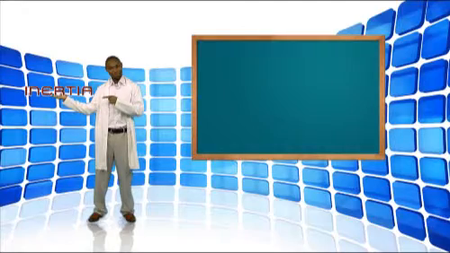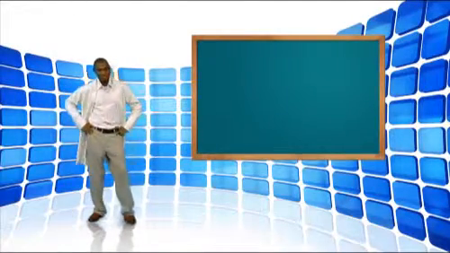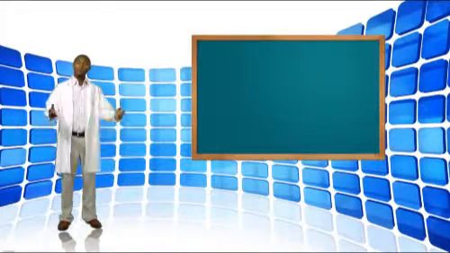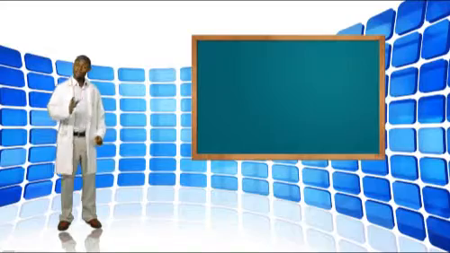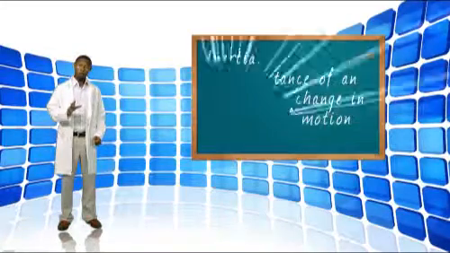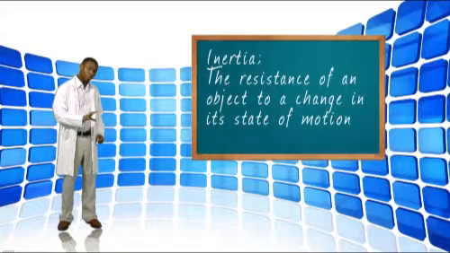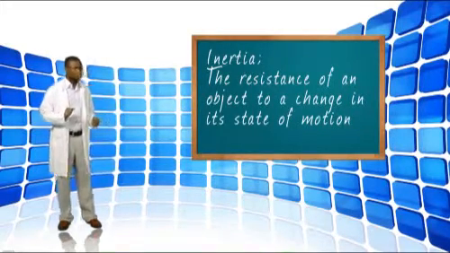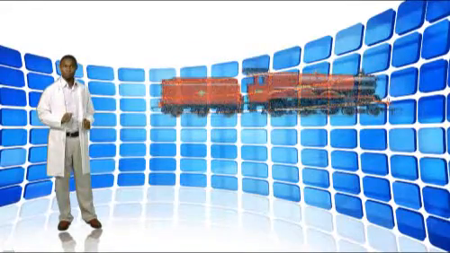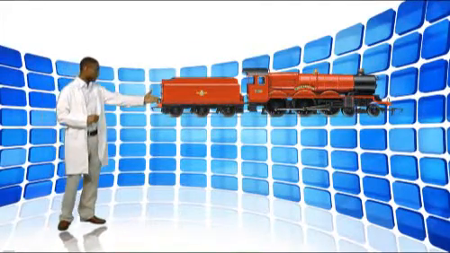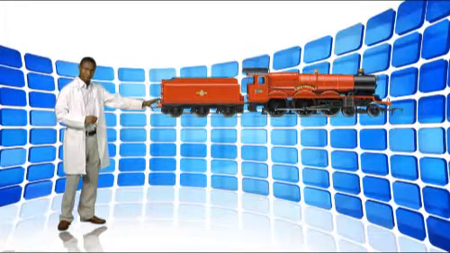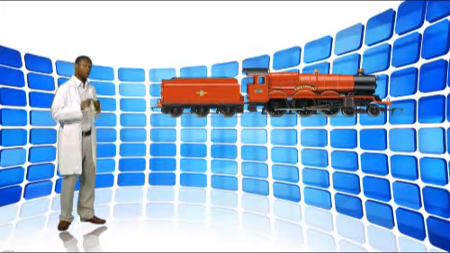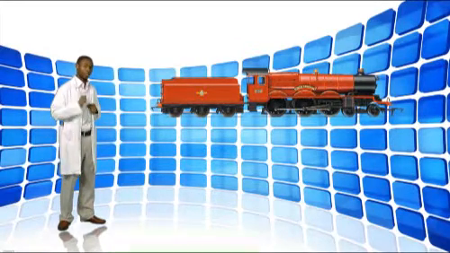Inertia. What is inertia? Inertia is the resistance of an object to a change in its state of motion. What does that mean? Let's think of an object, a train. A stationary train will want to remain stationary unless you apply a force acting on it. What keeps it stationary? Inertia.